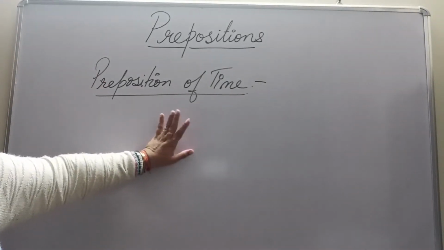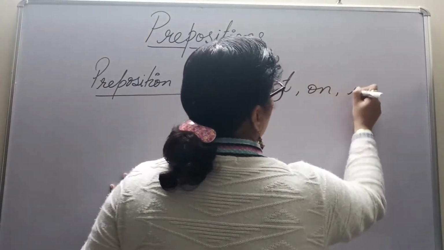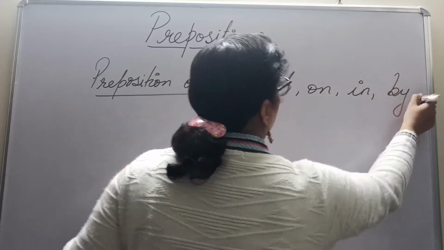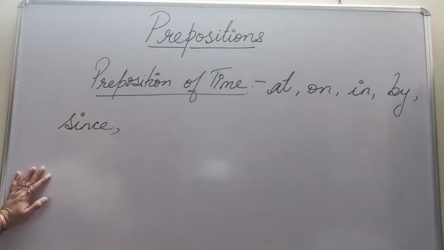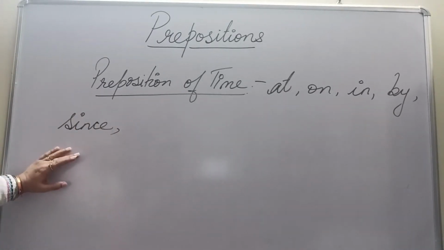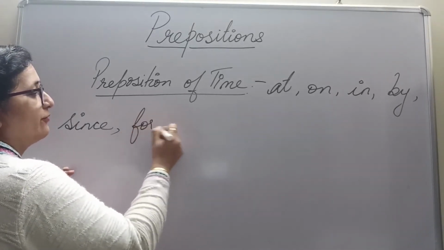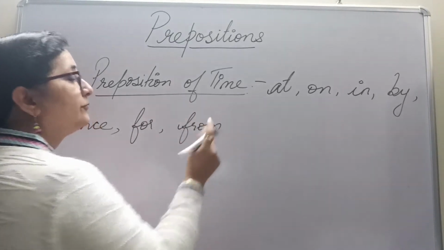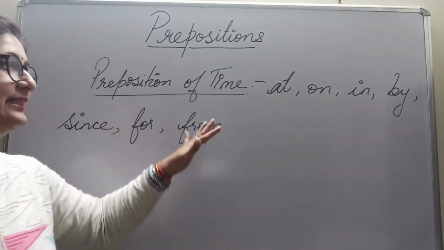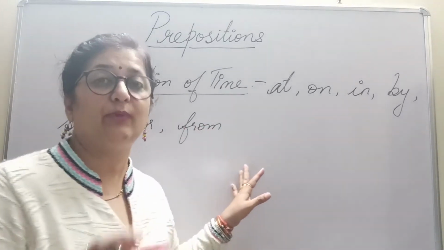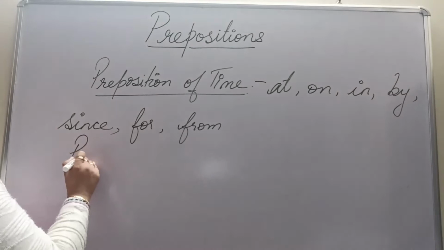Let me give you some examples. Like for example, we have at, on, in, by, since, so many of them. You can also have for, like for few days, right? Then from. From yesterday, I have been trying to teach you this matter, right? These are just a few of the prepositions which talk about time.